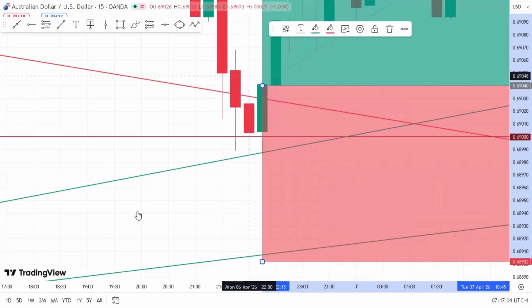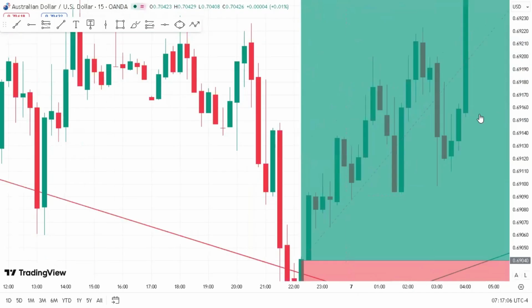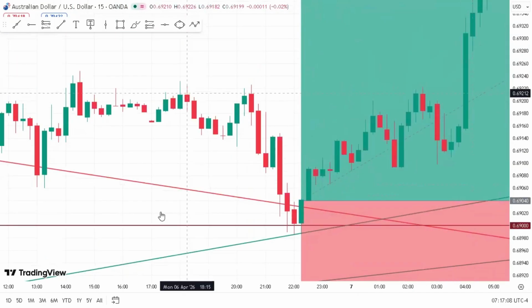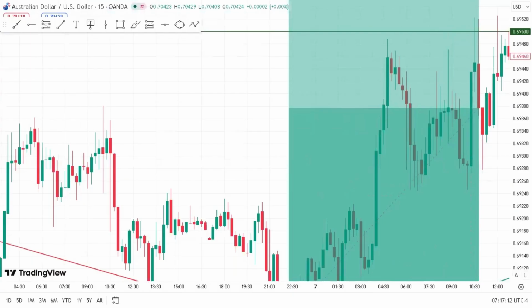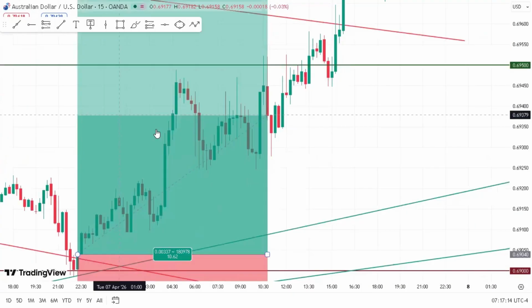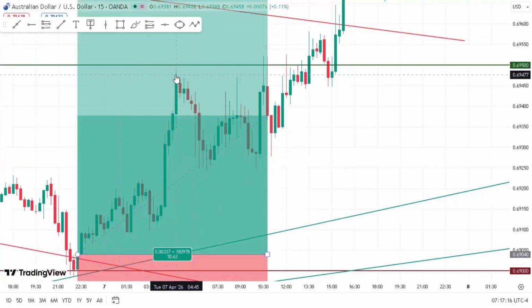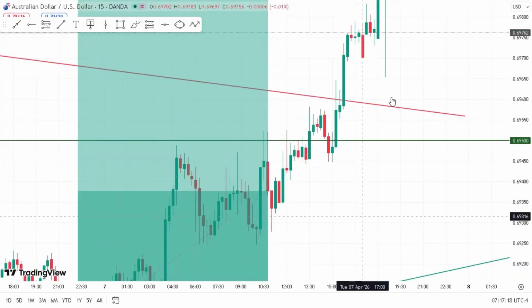Take an entry from there, and the first target is always the next psychological level. And you can see when the market came to this area, it was reacting. So if you are an intraday trader, you would have taken out some money from here. And then the next target is the trend line.